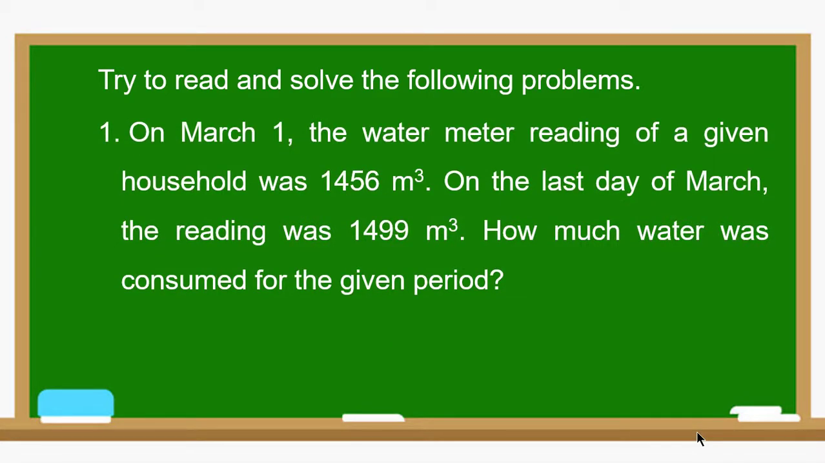Number 1. On March 1, the water meter reading of a given household was 1,456 cubic meters. On the last day of March, the reading was 1,499 cubic meters. How much water was consumed for the given period? The answer is 43 cubic meters.